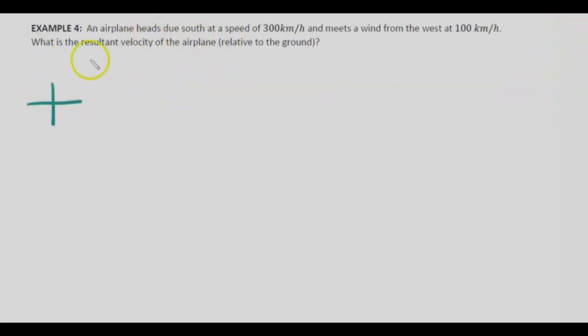Inside of my paper, I always go never eat shredded wheat. Okay, so an airplane heads due south at a speed of 300 kilometers per hour. Here's the thing: this is not a magnitude, this is a rate, kilometers per hour. We don't know how long this airplane is traveling for, so we can't say exactly what the magnitude is yet, but 300 kilometers per hour.